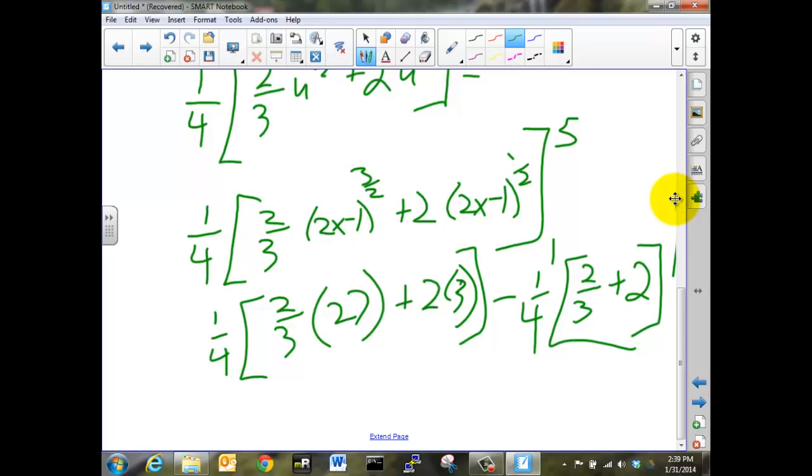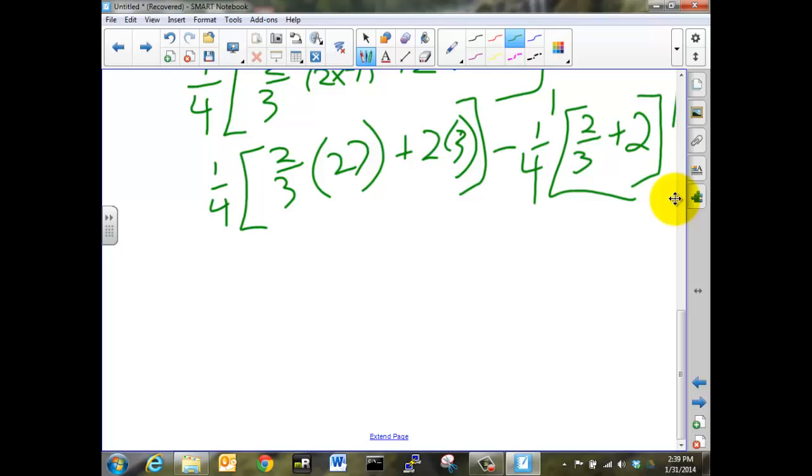And now that we have that, with a little bit of luck, we can figure out what we're doing here. 2/3 of 27 is 18, plus 6 is 24. 1/4 of 24. Two-thirds plus 2 is 8/3, times a 4th.